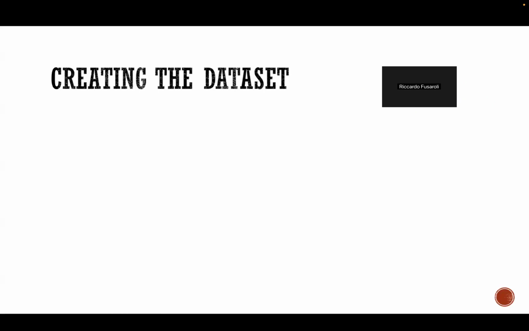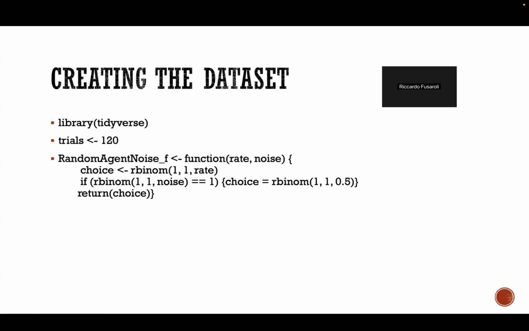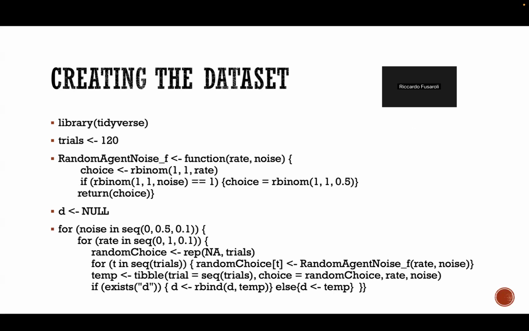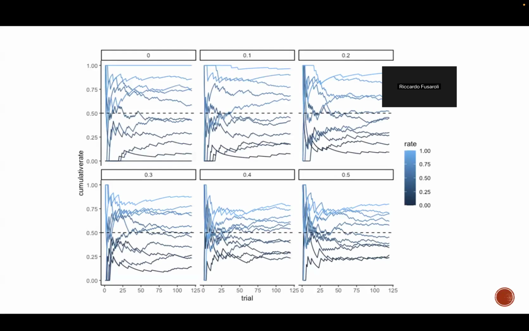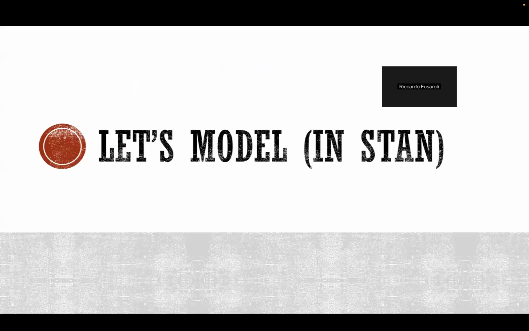So we want to create the data set to do the data fitting, right? This is all the old stuff, I'm just going to put it very quickly. 120 trials. We create the random agent noise function. We create an empty data set. And then for all the values that we think are meaningful in noise and all the values that we think are meaningful in rate, in each combination, we create a vector of 120 trials. Visualize it. We've seen it before, I'm not going to go through that. It's just a sanity check that everything works. Always do sanity checks.